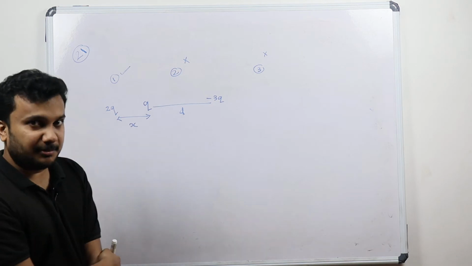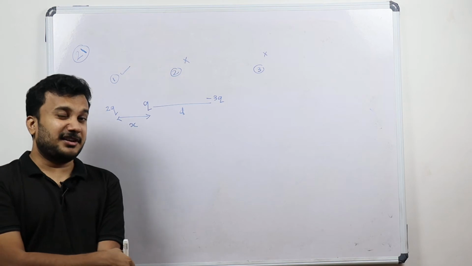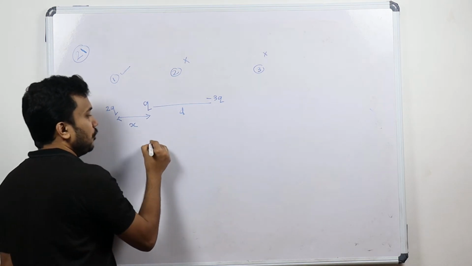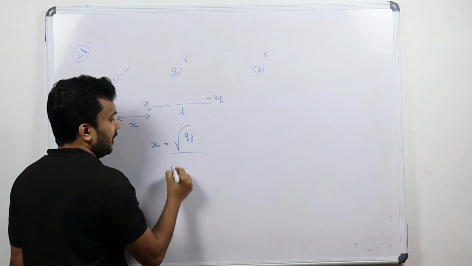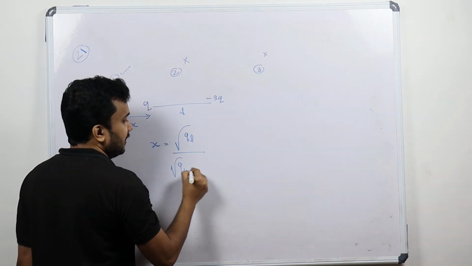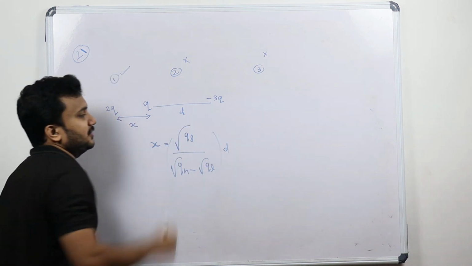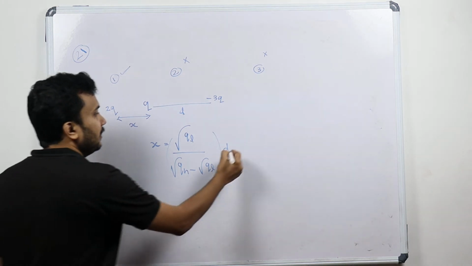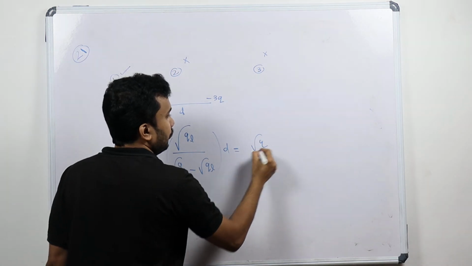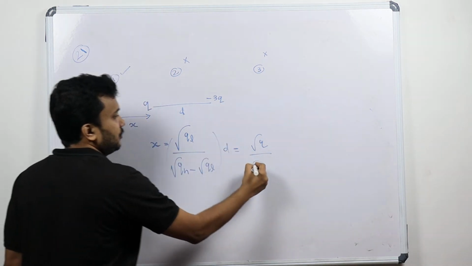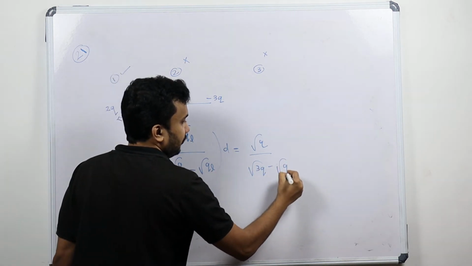If you do not remember, please refer to your notebook. We have already discussed this and written a shortcut formula for x. If it is opposite charges, we have written a formula, right? x equals root of Q low divided by root of Q high minus root of Q low, into the total distance d. This is the formula we have learnt. What is Q low? Q low means this charge Q. So root Q divided by root of Q high, which is 3Q, minus root of Q.